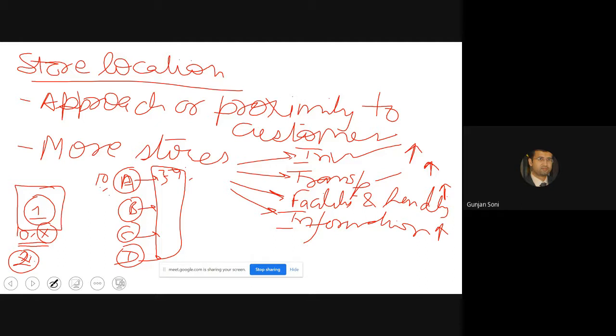But then what is the advantage? Everything looks bad only from the point of view of increasing the number of facilities. What is the advantage that we get? Yes, anyone? What is the advantage that we intend to get if we are having more number of facilities?